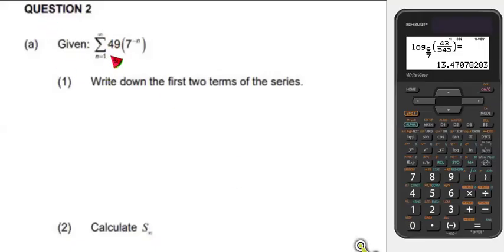Given the sum to infinity, write down the first two terms of the series. I'm just going to write them right at the top here. First thing, I must substitute 1. So I'll put 1 there, 7 to the minus 1, which means it's 49 divided by 7, which means the first number is 7.